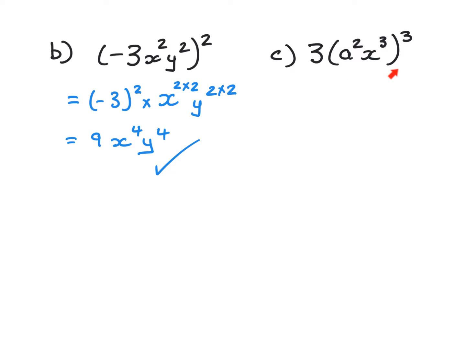Now C would be slightly different. It's only what is inside the brackets that is raised to the power of 3. The 3 outside the bracket does not get raised. So our answer would look something like this: 3a, 2 times 3 gives us 6, x, 3 times 3 gives us 9. So it would be 3a to the power of 6, x to the power of 9.